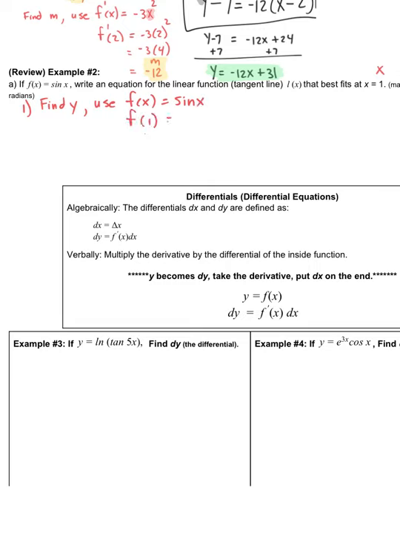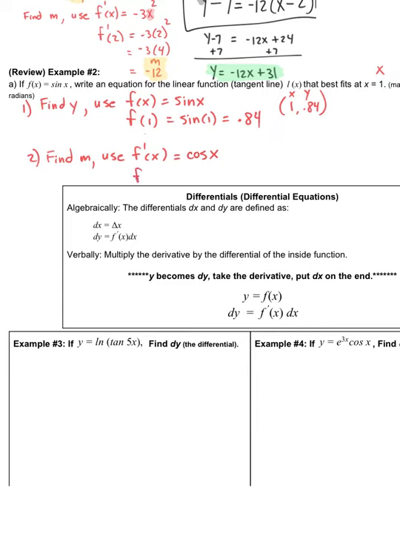You plug the given x value into the original function. So f of 1 is equal to the sine of 1. That gives us a y value of 0.84. So our x value is 1, that was given to us, and our y value is 0.84. So there's the first step. The second step is to find m. And just like the first example, we use the derivative, f prime of x. The derivative of the sine of x is the cosine of x.